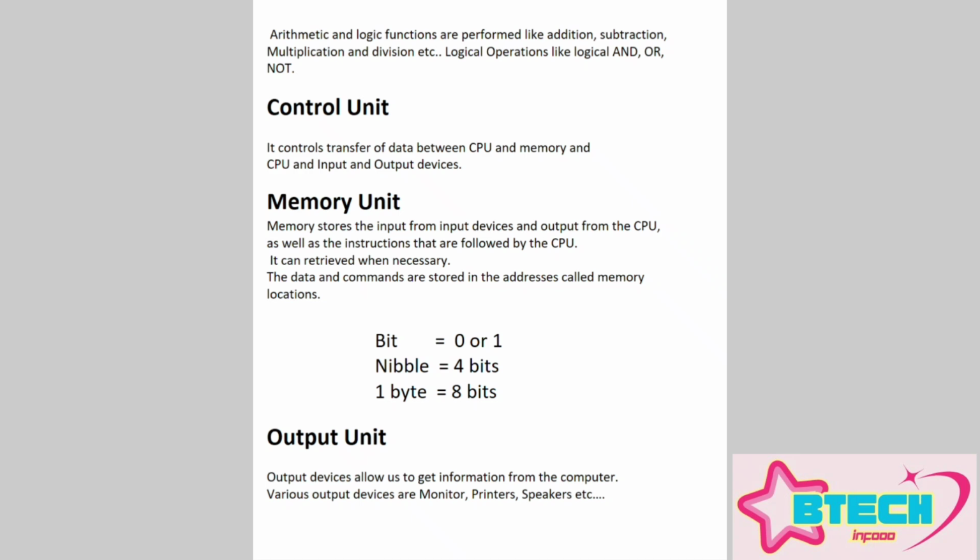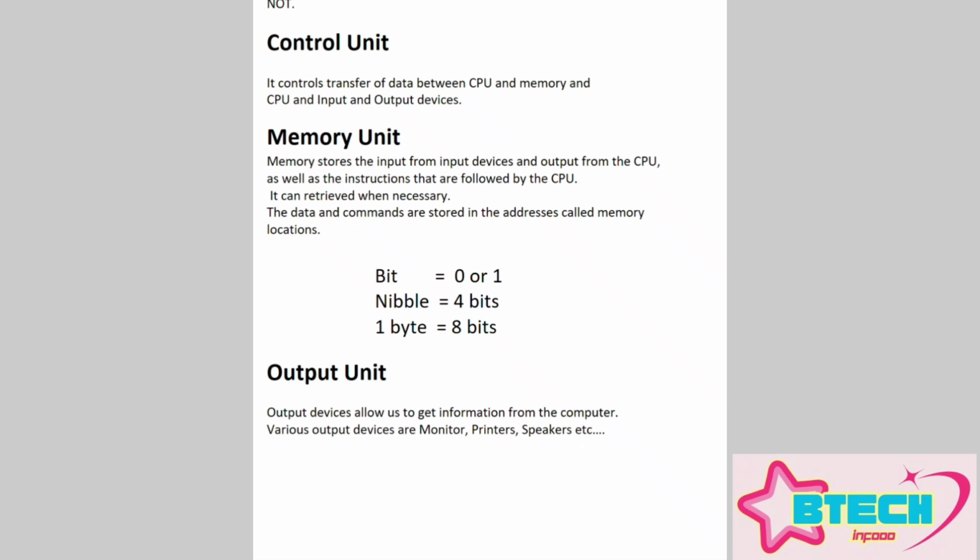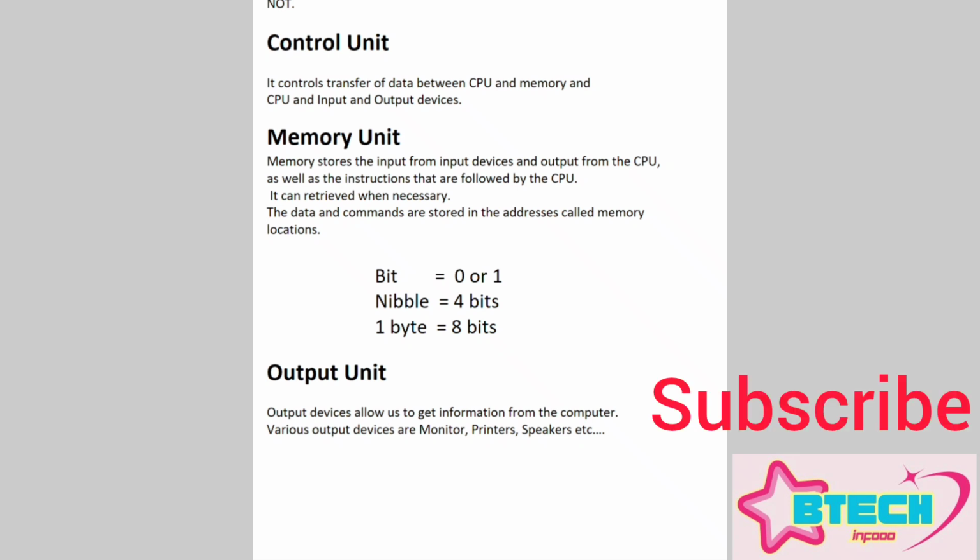Output unit. Output devices allow us to get information from the computer, like various devices are monitors, speakers, printers are a form of an output devices.